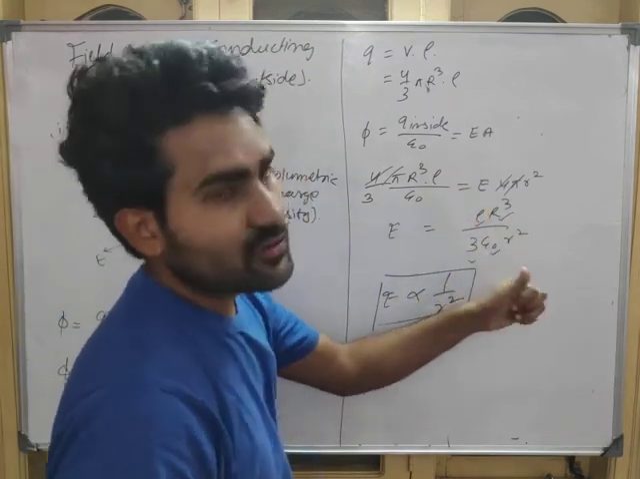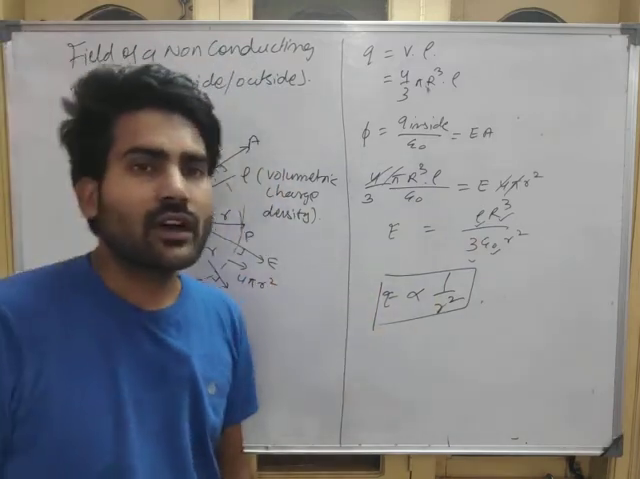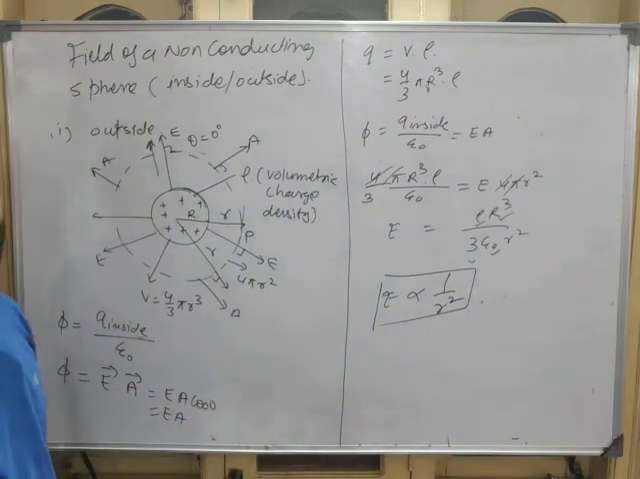This is constant, this is also constant. So obviously E is inversely proportional to r square. It means if we move away from the center of the sphere, the field decreases, right?